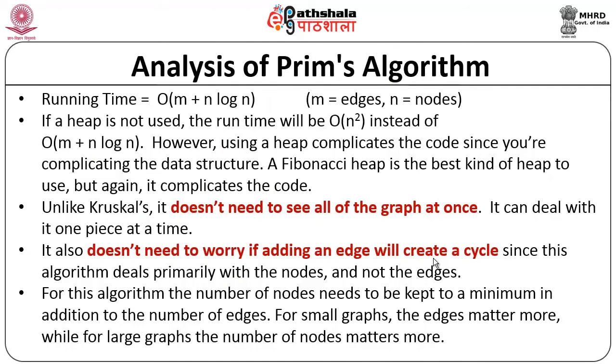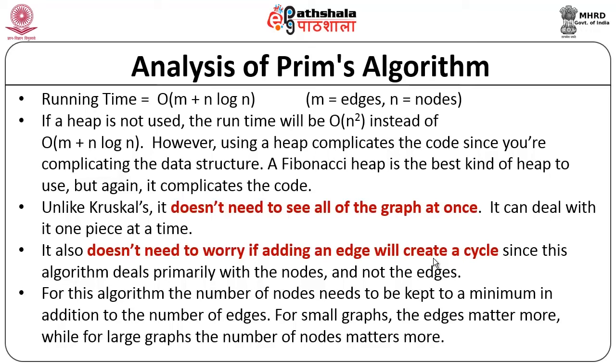So, how do we analyze Prim's algorithm? The running time is of the order of m plus n log n, where m is the number of edges of the original graph and n is the number of nodes. Now, you could use a heap. We have already seen what a heap is. A heap is for finding the edges with the least values. So, the runtime will be of the order of n squared instead of m n log n.